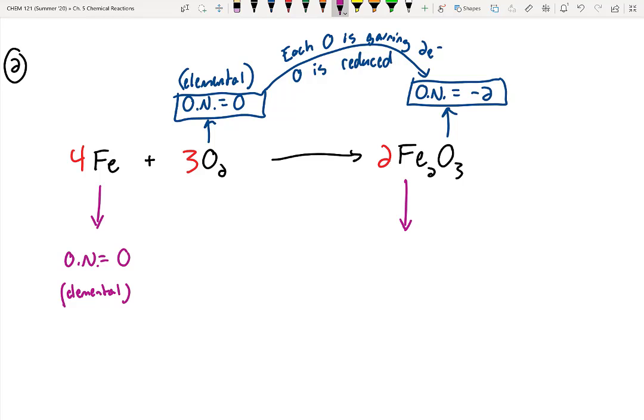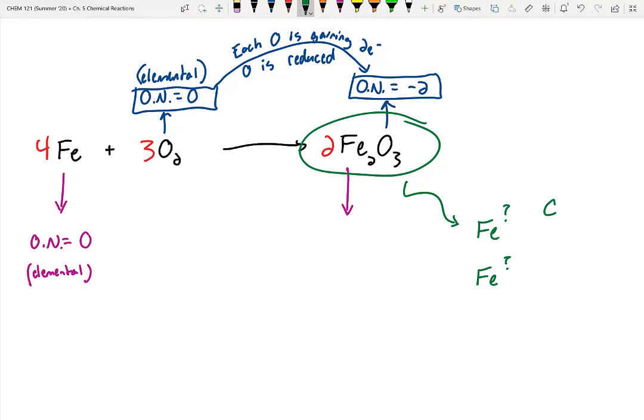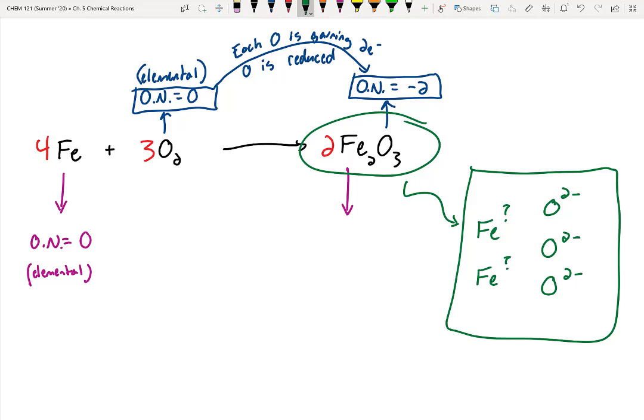But that's okay. Let's think about this abstractly. I'm going to draw this out symbolically. We know that this compound is made up of 2 iron atoms with some sort of charge, so I'm just going to put question marks for the charge. And then we know we've got 3 oxygen atoms, so I'm going to draw 3 oxygen atoms, and we're going to treat these as 2 negative, right? Because we're treating them as ions. Make sense so far?